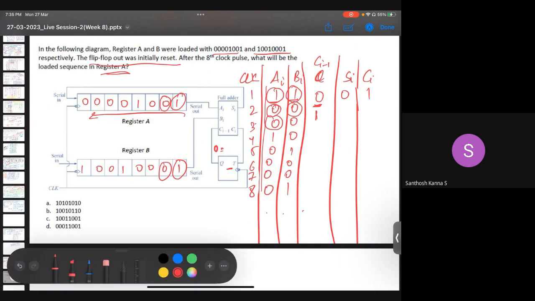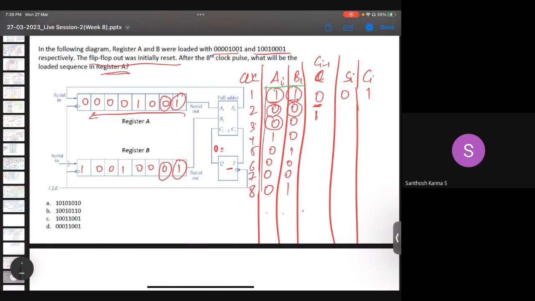I hope this A and B are clear from my side. A and B are just a backward sequence since they are getting inserted like this. The question says that the output of the flip-flop resets, so I have written C minus 1, which is the initial state, 0. Now I've just converted the sum and carry. So sum will be 0 and 1 for this particular case.